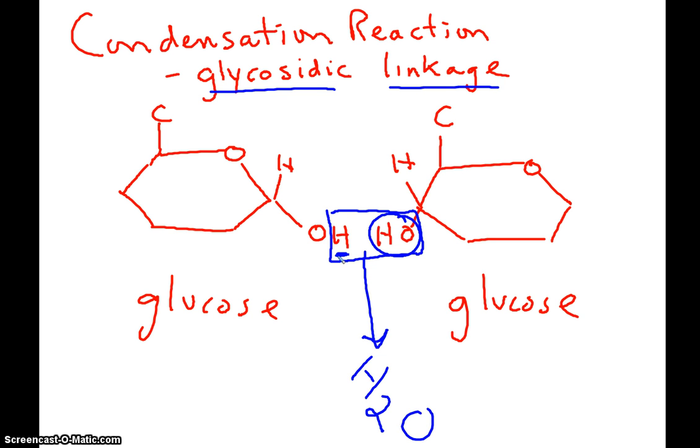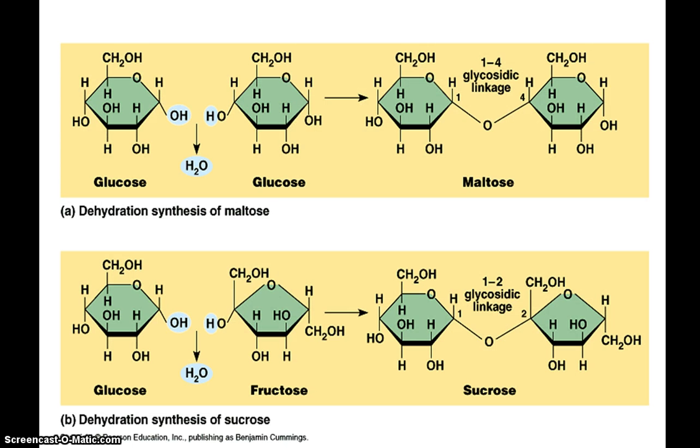So when we have 2 monosaccharides that form a glycosidic linkage, what's the result? Well, 2 monos give us a disaccharide, and that's what we'll look at in the next slide here. So here's the case: glucose plus glucose, water's removed, and we get maltose. So here's a glycosidic linkage.